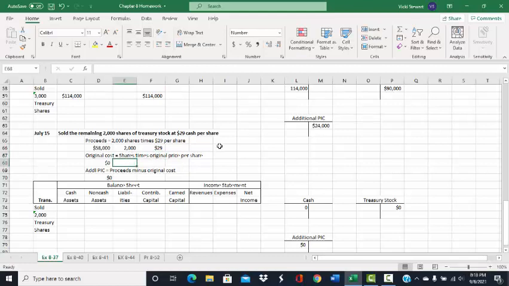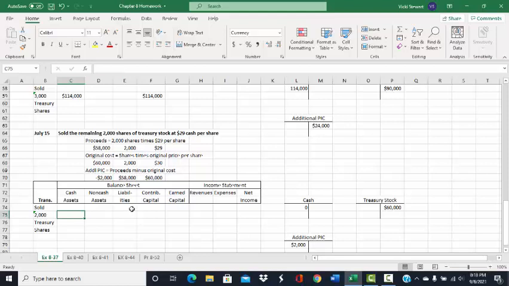We need to determine, though, what the original cost of the shares was. So we take 2,000 shares and we multiply it by the original cost per share of $30, and that gives us $60,000. So to determine the additional paid-in capital, we take the proceeds, which was $58,000, and we subtract the original cost of $60,000, and that gives us a negative amount for additional paid-in capital of $2,000.